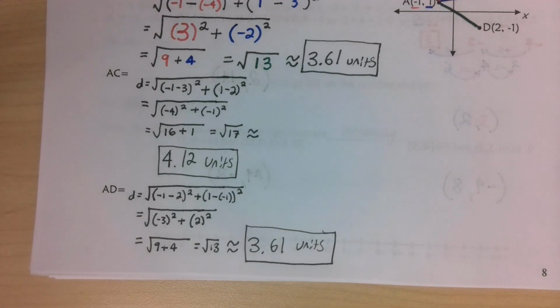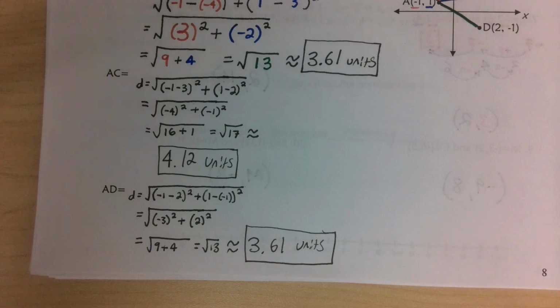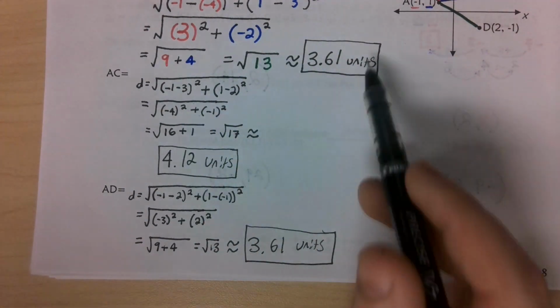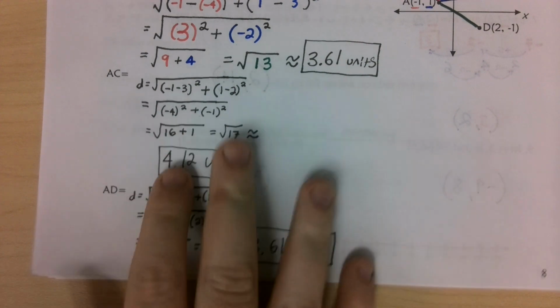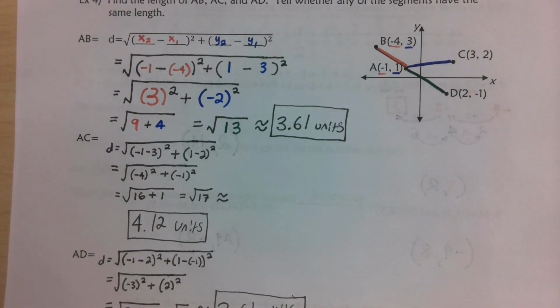How'd you do? Did you find out that AB and AD are actually the same length of 3.61? Yeah, the diagram doesn't look like it, but this is a very important piece to keep in mind. Diagrams can be deceiving. A lot of times, if you're freehanding a diagram, you won't be point accurate. But the math doesn't lie. We have found all of these distances.